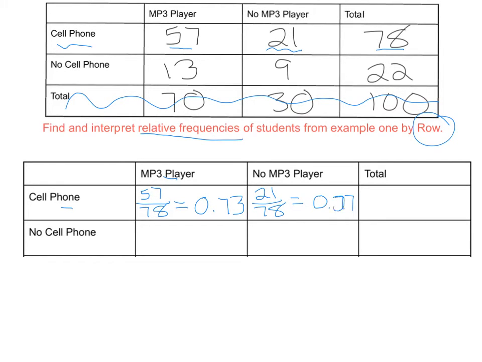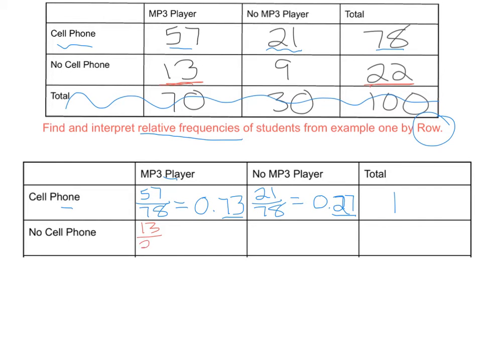Oops, that's supposed to be 0.27. And then the total, if you look here, 0.73 plus 0.27 will add up to 1. And then, so no cell phone. Now we're looking at this row. So 13 don't have a cell phone but have an MP3 player out of that total 22.